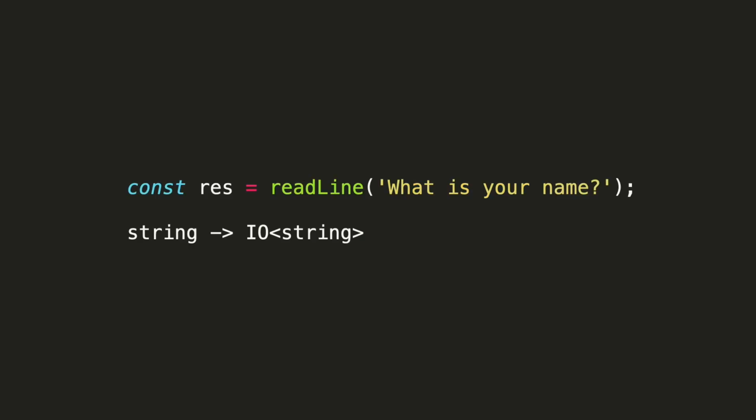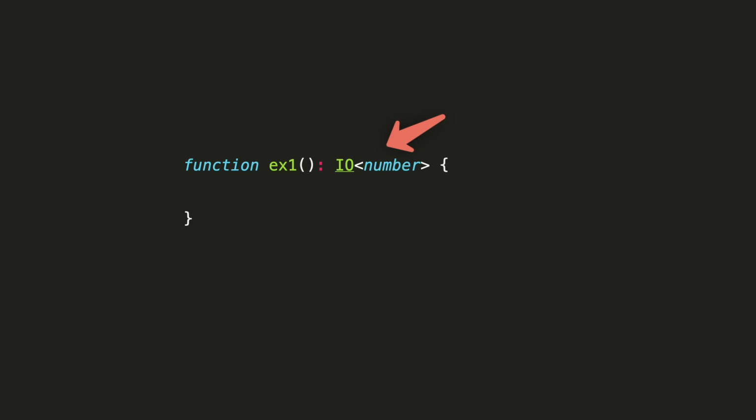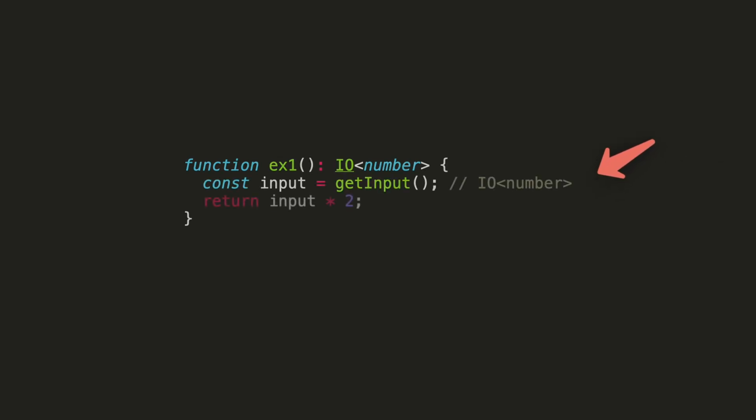As another example, consider reading a string from user input. The type of the function readLine would be something like this. It takes a string as input and returns an IO string, because it performs an IO operation and returns a string. Now let's try doing something different. Suppose we want the user to input a number and we want to multiply it by 2. We define the return type of the function to be IO number because it's going to perform some IO and return a number. Since the return type of getInput is also IO number, we can't directly multiply it by 2.